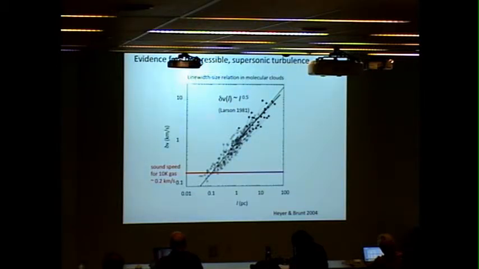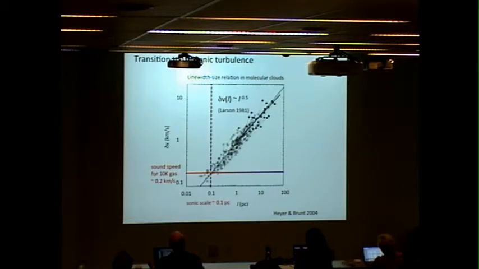Here are the standard Larson relations, which basically relate the size of the molecular cloud to the line width. If it was incompressible turbulence, the exponent here would be a third, okay? And since that gas, we know, is at about ten Kelvin, the sound speed is here. So all these clouds are very supersonically turbulent. And at some point, if you draw a vertical line here, you can see where you transition from supersonic turbulence to subsonic turbulence, and that happens on scales which are about 0.1 parsec.